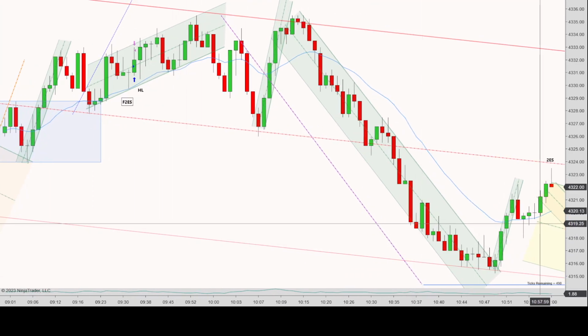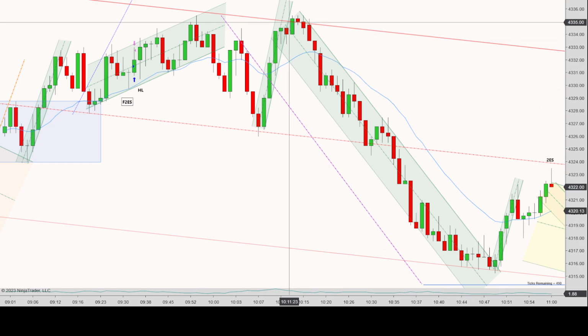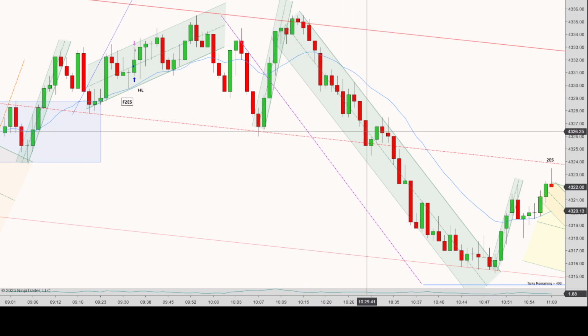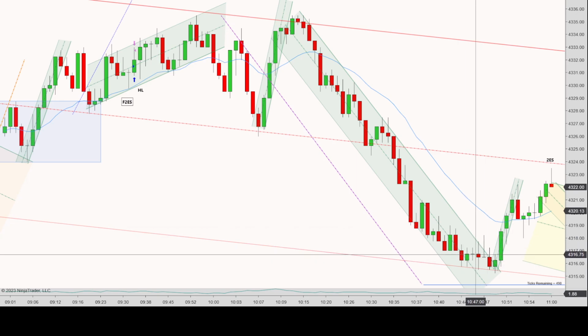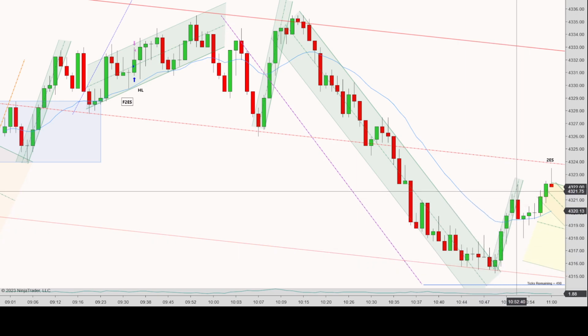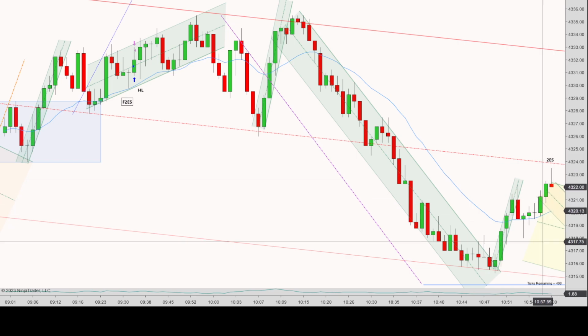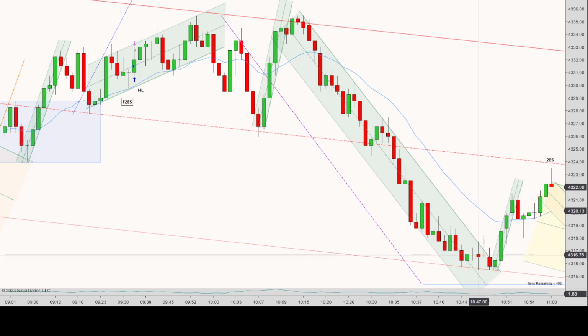But the thing that was kind of, excuse me, I want to back up and just say also there's a break of this channel. It made 2 attempts up, so you're thinking it wants to test the low here. And this one has already played out. It broke out, made a new high. So it wants to resume this move back down.